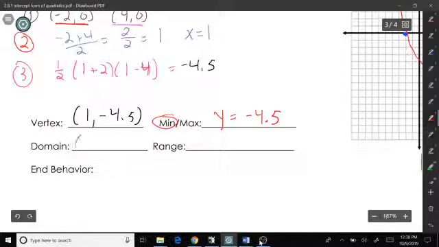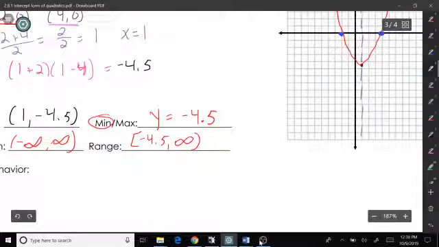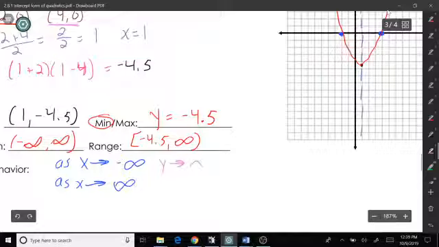Domain, negative infinity, comma infinity. Range, negative 4.5, comma infinity, because we have a minimum value here. So negative 4.5 is my lowest y value, and we're opened upwards. End behavior. As x approaches negative infinity, and as x approaches positive infinity, y approaches infinity, and y approaches infinity.